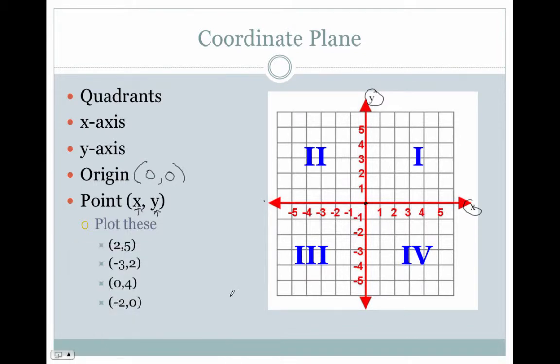Let's see, I'm going to do green. Okay, so I'm going to plot 2, 5. So you start at 0, 0, over 2, up 5. There's the 2, 5. You should label it either, sometimes I'll give you a letter to label it with, but this one gives you the numbers. Negative 3, 2 is right here.